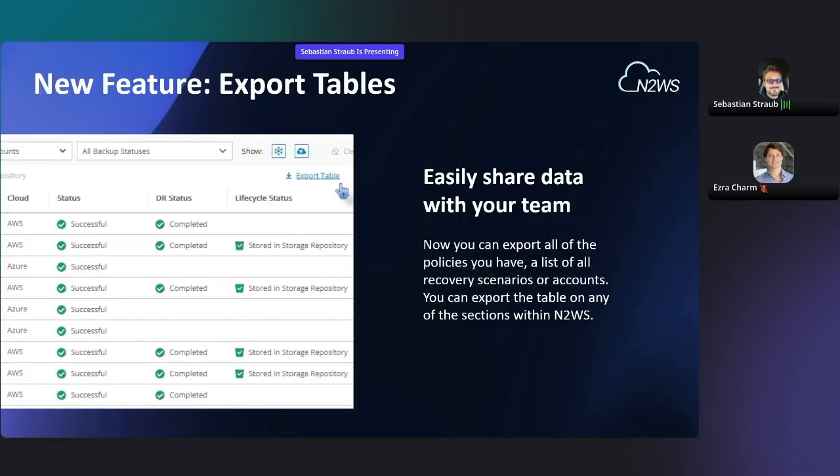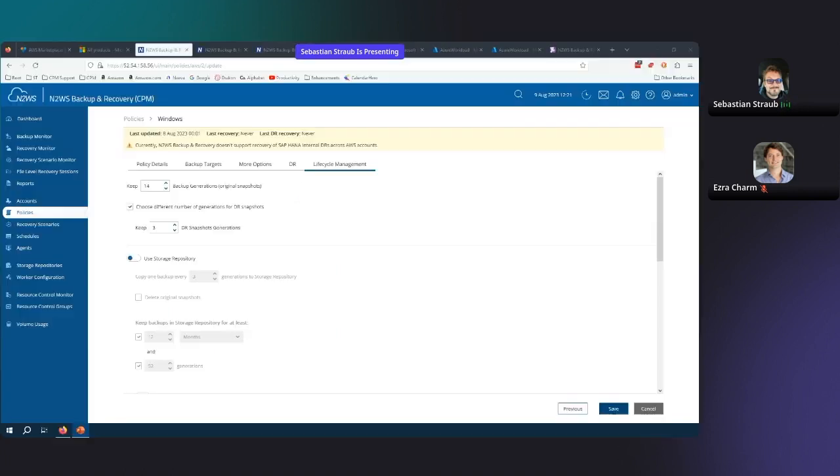Another feature that's completely new is export tables. I would say this is a quality of life enhancement in the product that I'm pretty sure you're going to enjoy quite a bit. This means anywhere within the product, wherever you can see information in tables, that information can now be exported. Let me show you what that looks like.